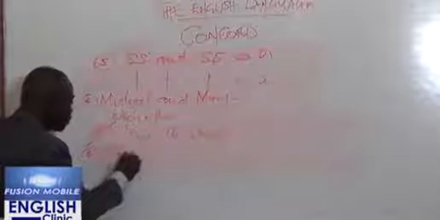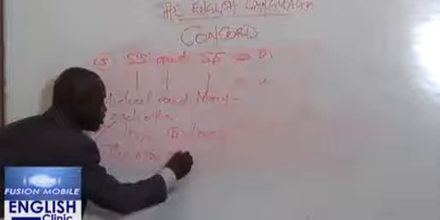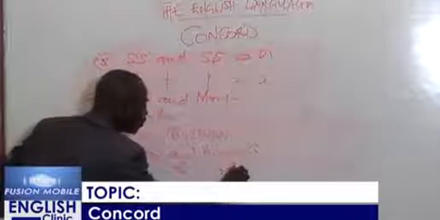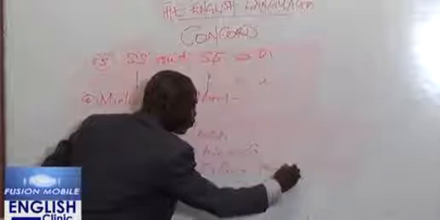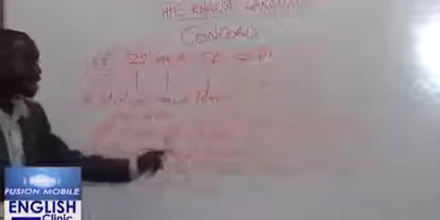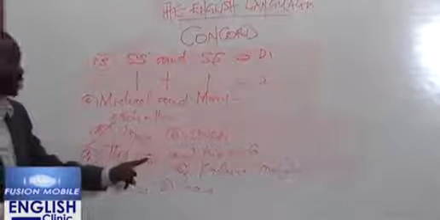Look at this example again. The man and his wife dash for Kaduna tonight. A, leave. And B, leaves. The man and his wife dash for Kaduna tonight.